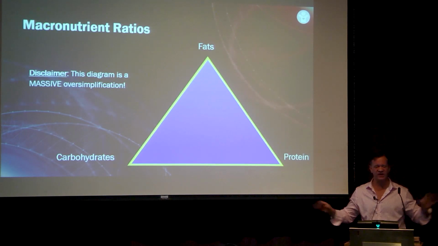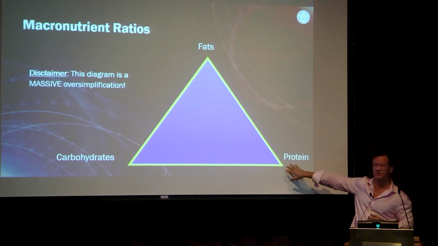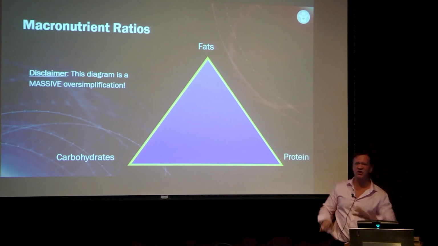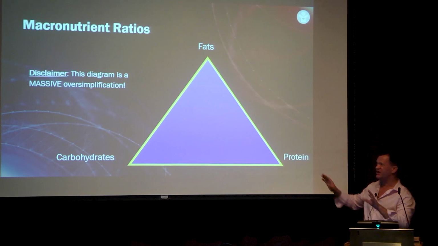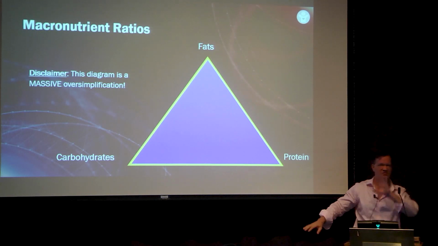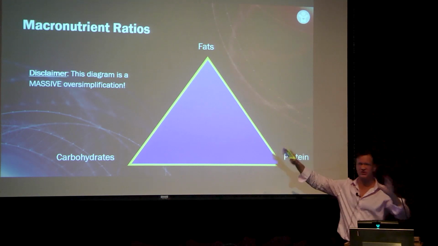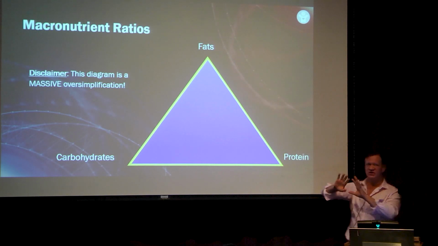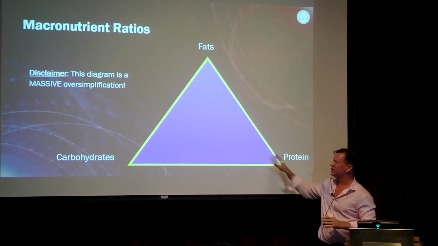And just to briefly explain this, here's a triangle. Lower right corner is protein, the top is fats, lower left is carbohydrates. Of course, this is a ridiculous oversimplification. I'm just putting it out there because there's so many different kinds of carbohydrates, simple versus refined carbohydrates. There are many different kinds of fats, monounsaturated, polyunsaturated, trans fats, whatever. Many different amino acids.